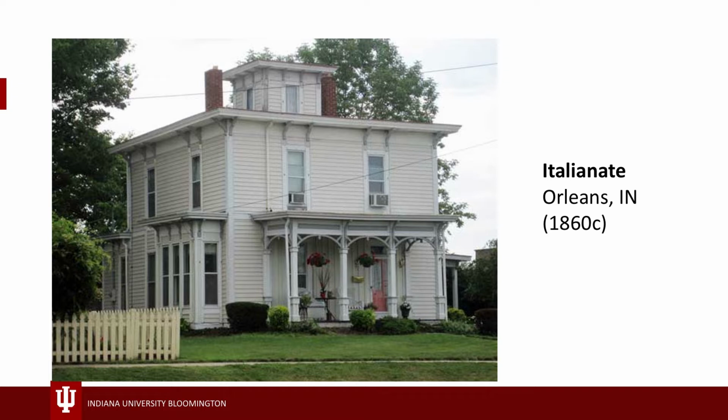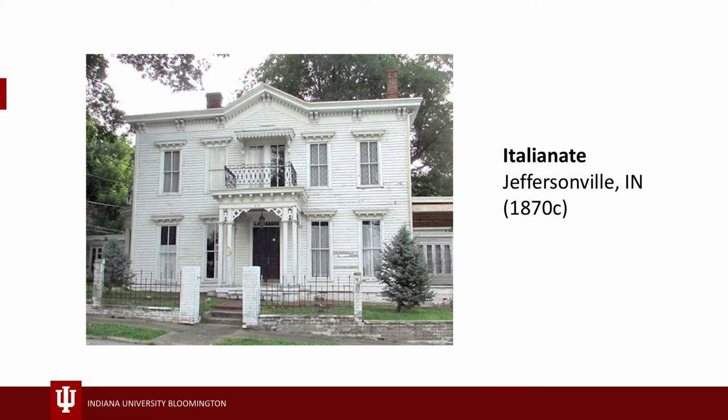Here's a stripped-down version from Orleans, Indiana. But it's still that square form, and it has brackets and a cupola. In folk housing, such as an I house, you usually see the Italian style get reduced even more, and it uses just the brackets and perhaps the ornamental porch to create that Italianate style.